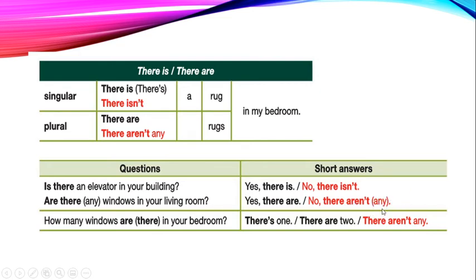We can say any or we can say without any. It is optional. The same happened with the question. Are there windows in your living room? Or we can say, are there any windows in your living room? It is optional to use it. How many windows are there in your bedroom? There's one. There are two. There aren't any.